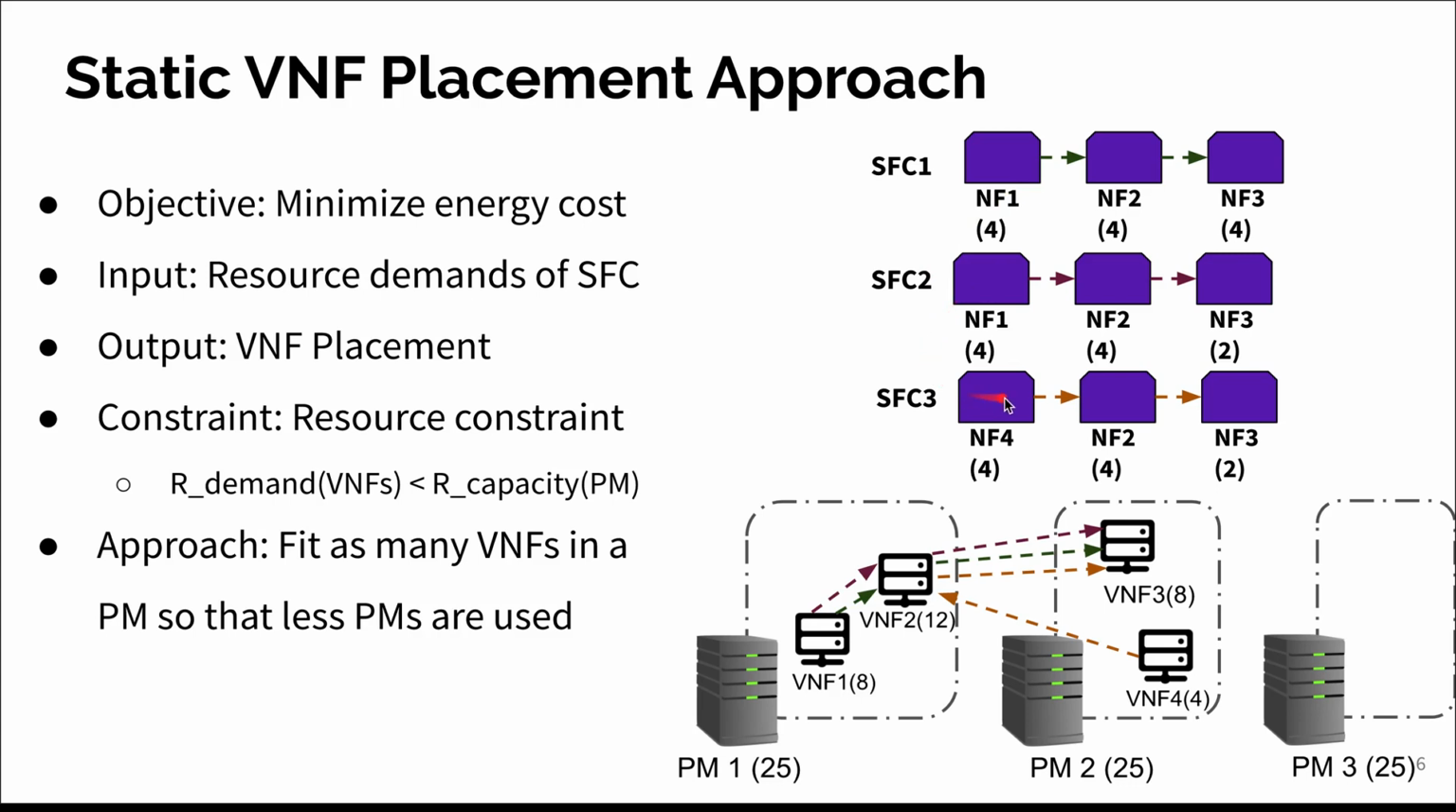The flow of each traffic is color-coded, and you can see after we have placed the VNFs in the physical network, each SFC flow is shown in different colors. If our objective is to reduce the energy cost by this placement approach, then based on the input of all the service function chain resource demands, we can come up with a VNF placement solution by placing as many VNFs as possible in a physical machine. Based on this bin packing approach, we can try to reduce the number of physical machines used, and in that way, we can reduce the energy cost.